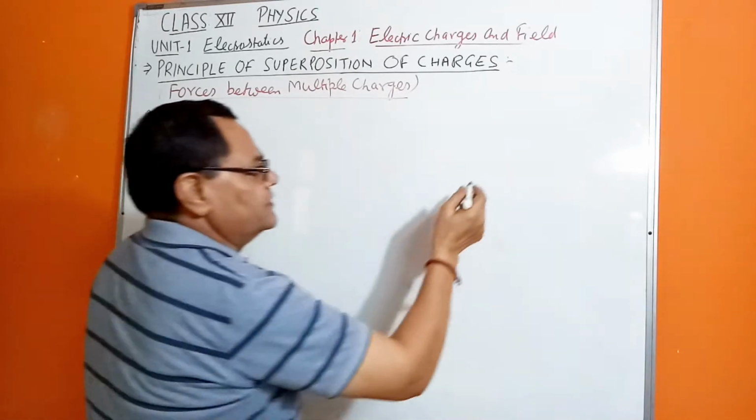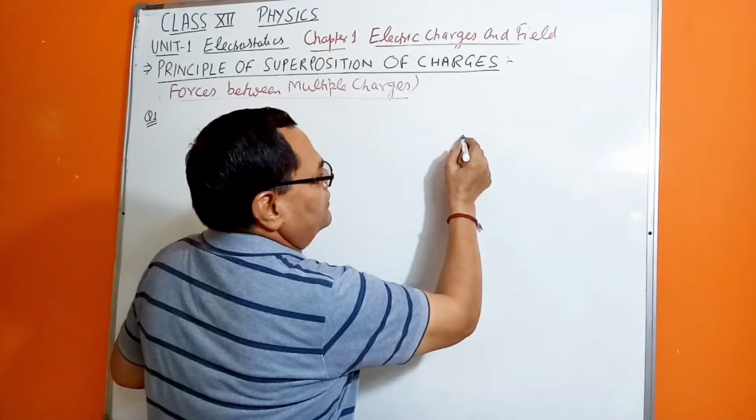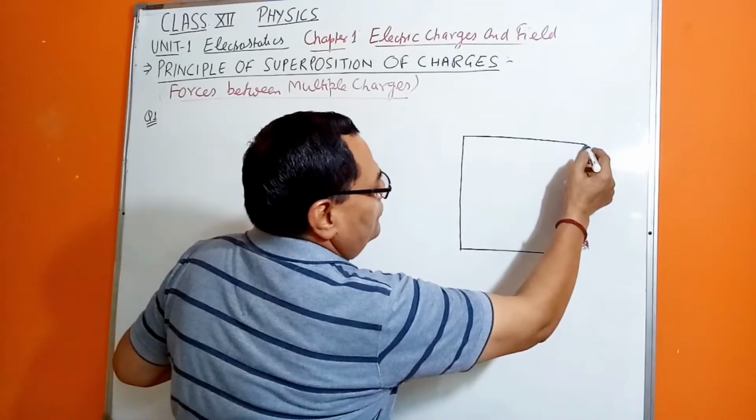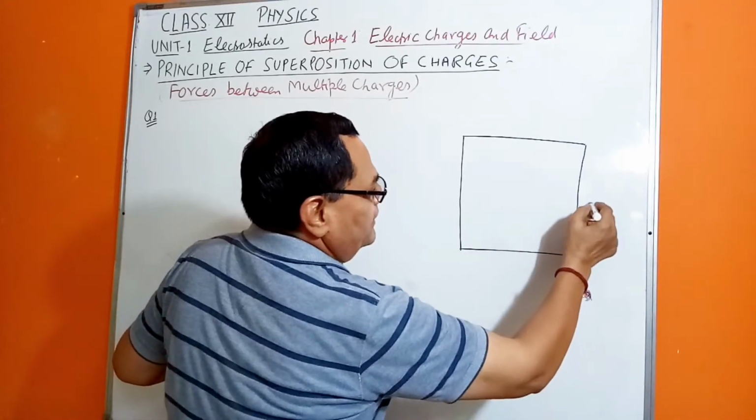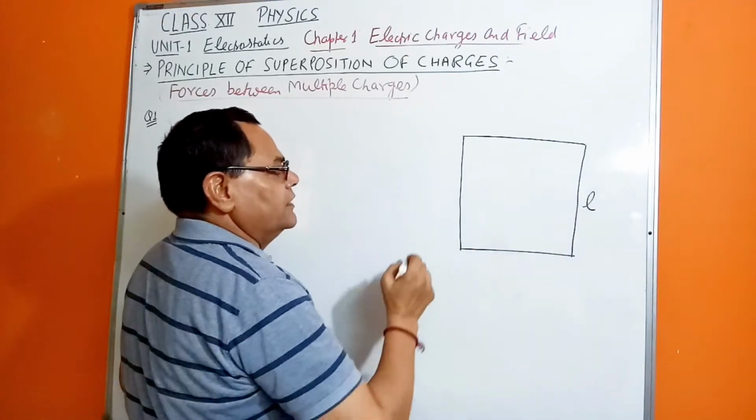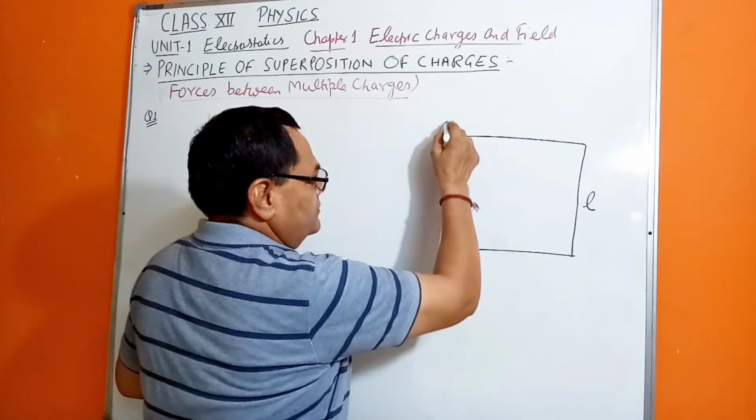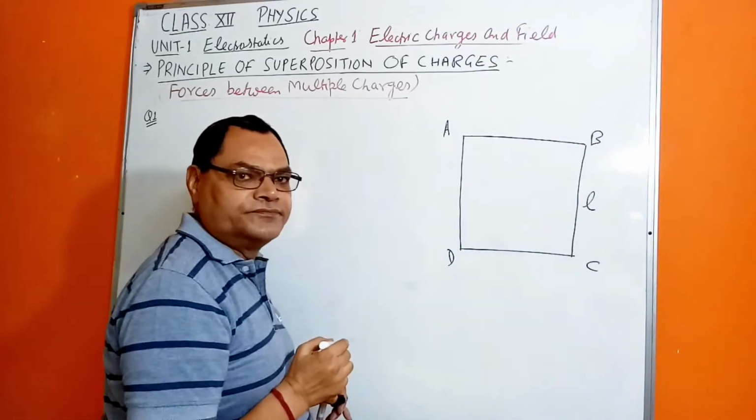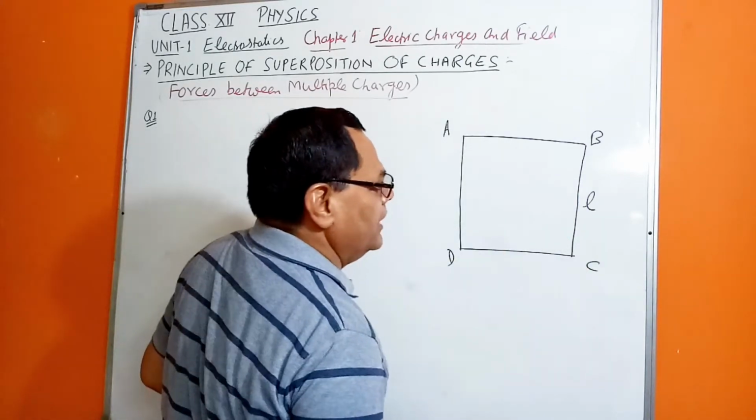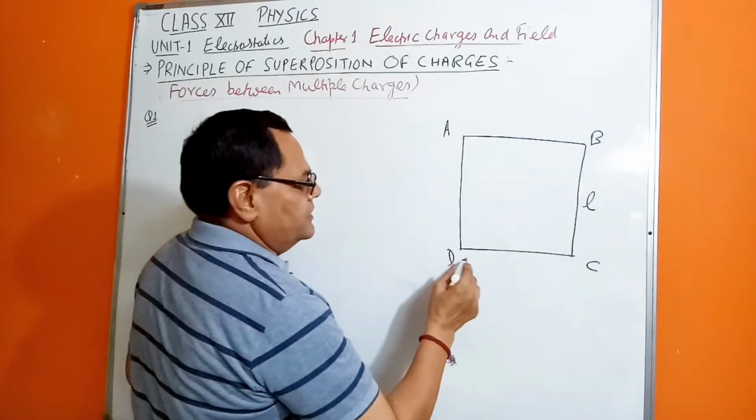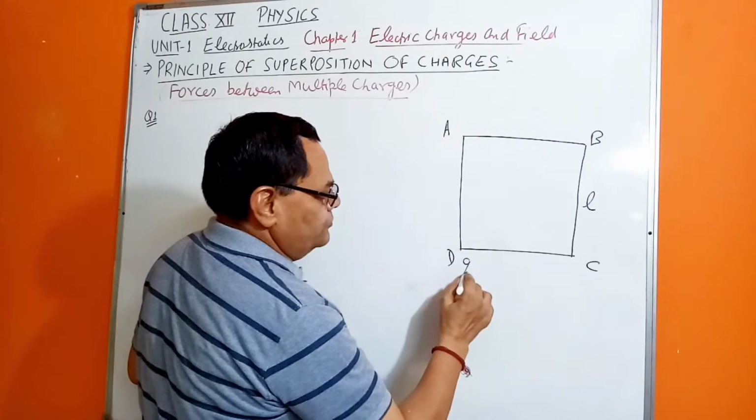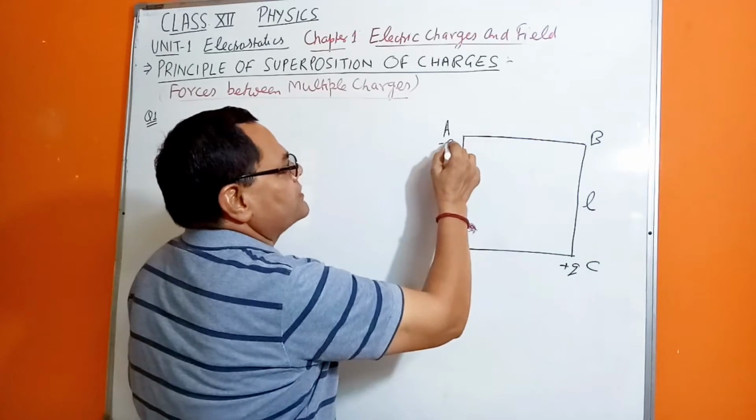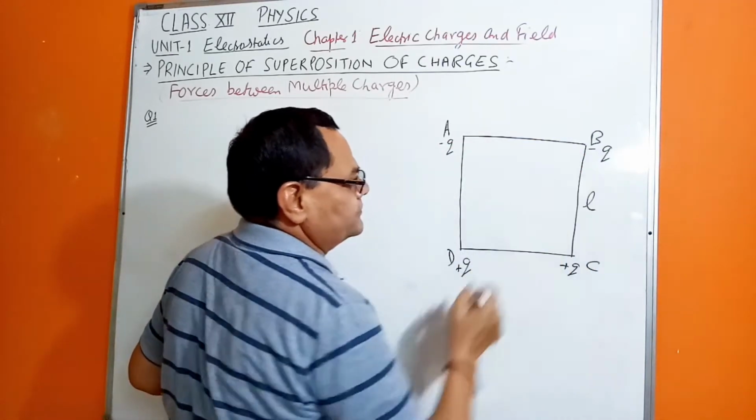Again, let us consider there is a square. The question says that there is a square ABCD, each of side L. Now let's say plus Q charge is placed over here, plus Q charge is placed over here, and minus Q charge here and minus Q charge here.